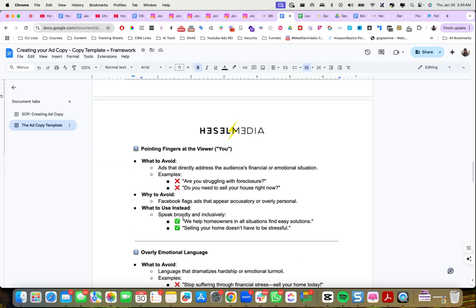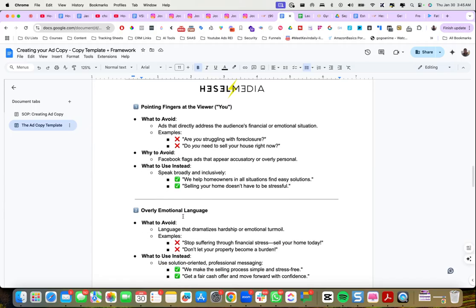First, you want to avoid pointing fingers at people. That's why I was correcting the "you." Instead of saying, "Are you struggling with foreclosure? Do you need to sell your house fast?", use a more generalized term, because Facebook in the housing category flags ads that appear accusatory or overly personal. So let's be more broad and inclusive: we help homeowners in all situations find easy solutions.